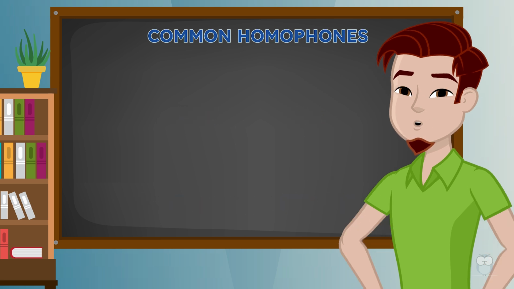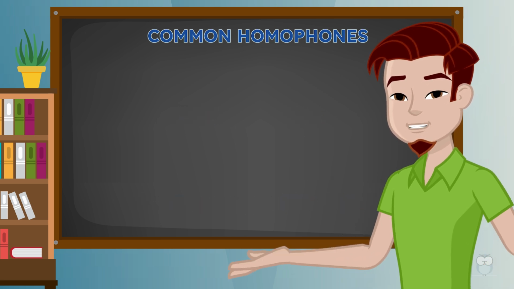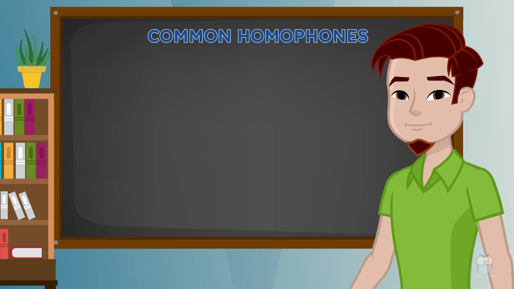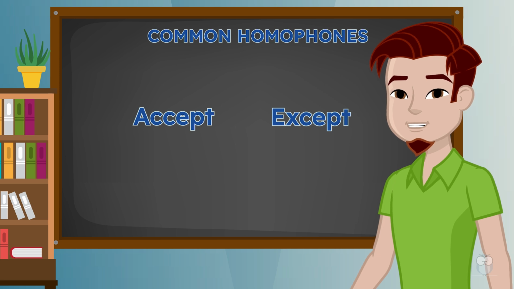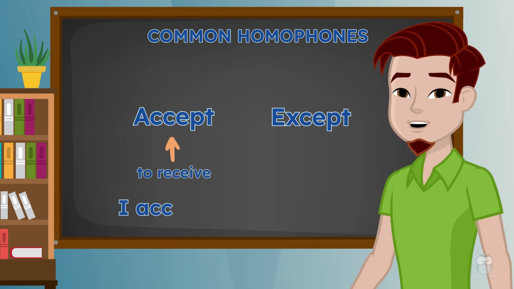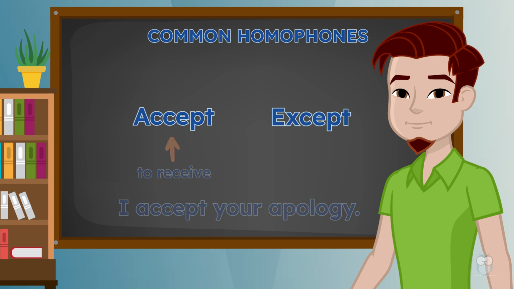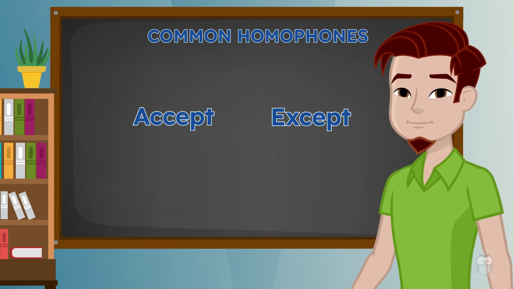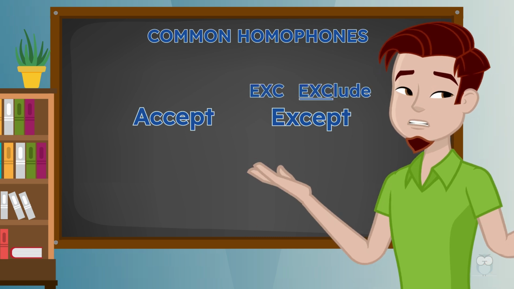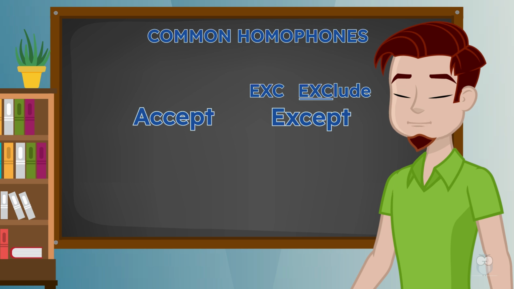Okay, these last two can be a little harder, but I've got a few tricks up my sleeve to help you understand their differences. Accept versus except. Think of it this way. A-C-C-E-P-T means to receive. I accept your apology. E-X-C-E-P-T means to exclude. I love all vegetables except broccoli. Here's a tip. If you can remember that except with the E-X-C beginning means to exclude, which has the same beginning three letters, right? Then you'll more easily remember the difference between accept with an A and except with an E.